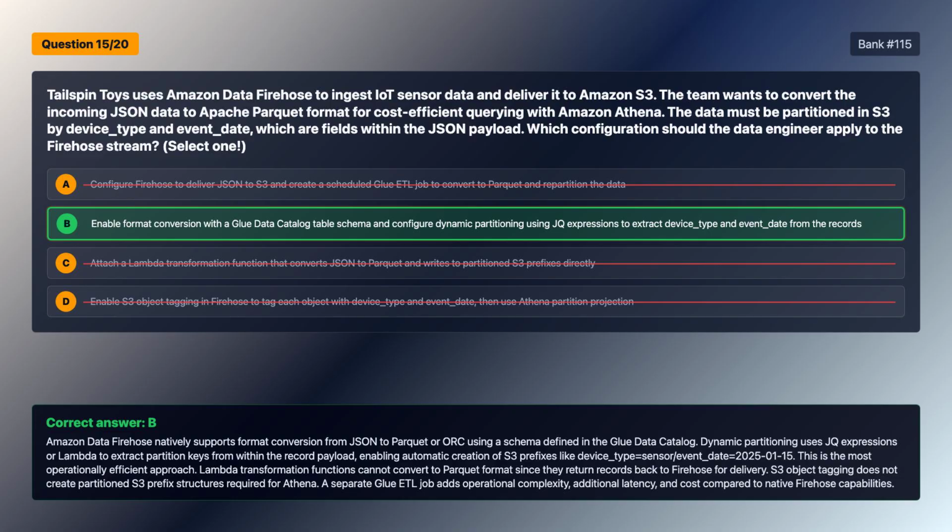Lambda transformation functions cannot convert to Parquet format since they return records back to Firehose for delivery. S3 object tagging does not create partitioned S3 prefix structures required for Athena. A separate Glue ETL job adds operational complexity, additional latency, and cost compared to native Firehose capabilities.